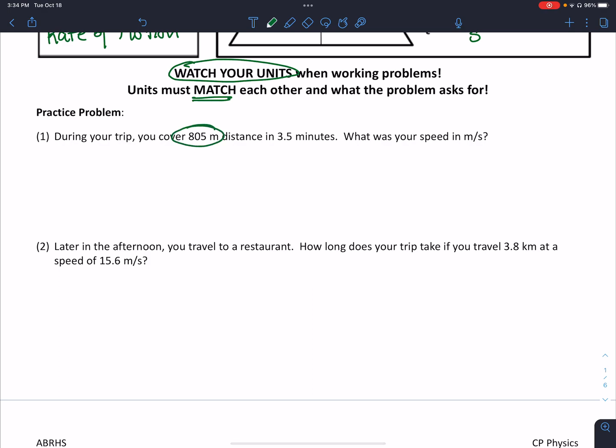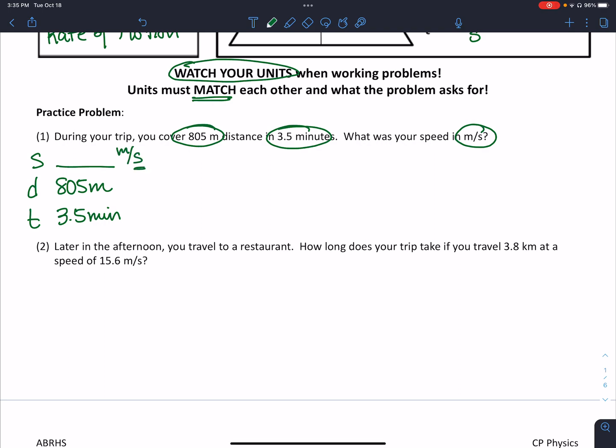During your trip, you cover 805 meters in a time of 3.5 minutes. So we'll be working with speed, distance, and time. And for this problem, I know the distance is 805 meters. And I have a time of 3.5 minutes, but I want that speed in meters per second. So I need to convert my time first. Well, I know that 1 minute is 60 seconds. So if I multiply 3.5 times 60, I have 210 seconds for my time. So now I have the correct units.